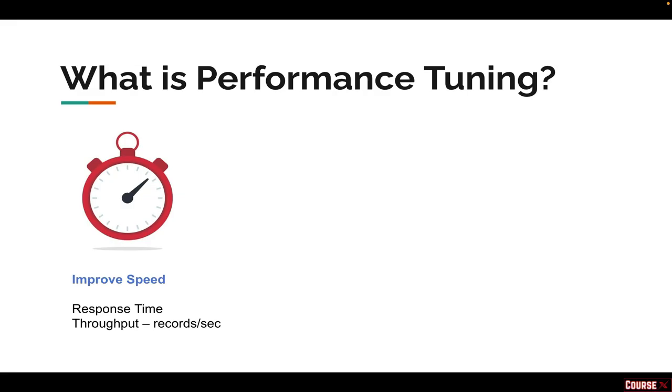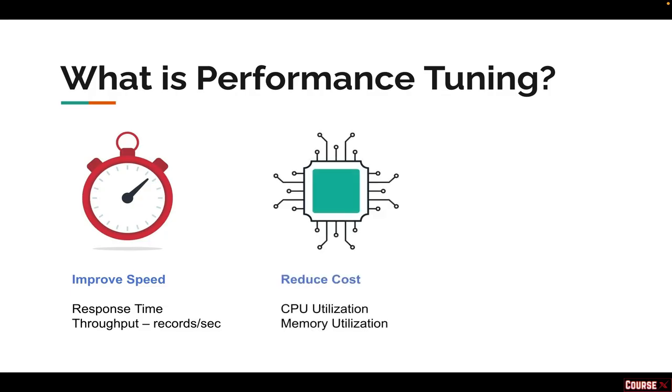So the better way to measure the improvements of speed is to measure throughput of our job, which represents the number of records processed per second or per minute. Okay, so this is a better way to measure the improvement of speed of our job or data pipeline. The second way is to reduce the cost of our resources.